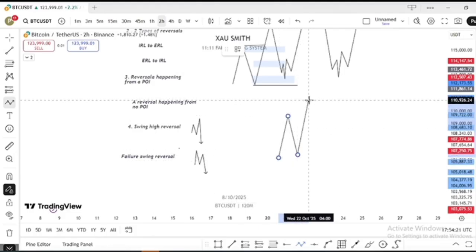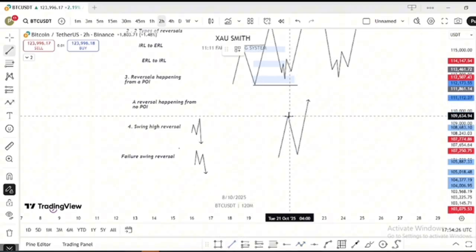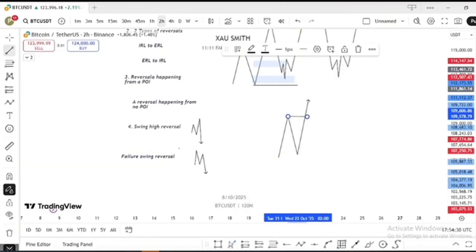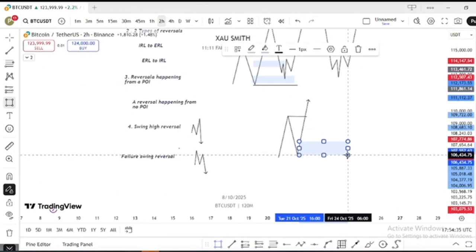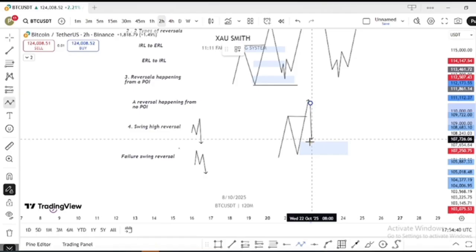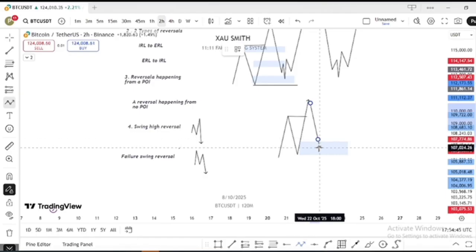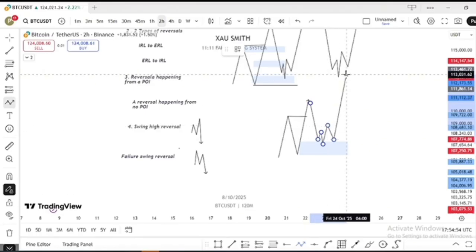Reversal happening from POIs. Now just like we did in this example, let's assume you had a break of structure to the upside, right? Then we have, this is our break of structure, and this is our POI. So I'm using other block in this case, right? Now this reversal is going to happen from when market is coming back here. This reversal is going to happen from a key level, a point of interest.